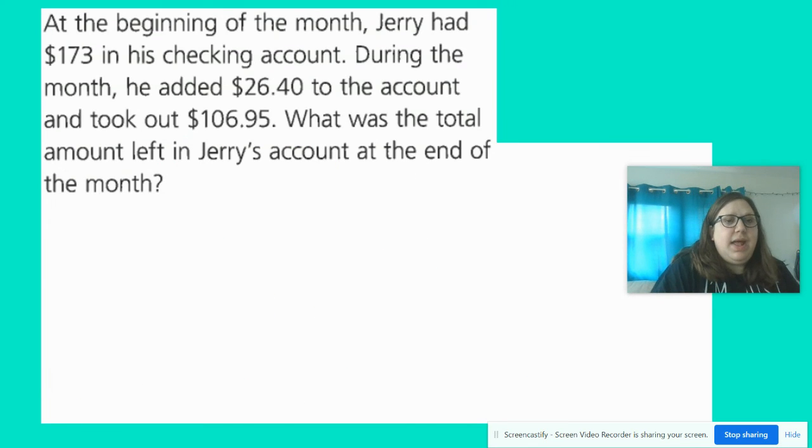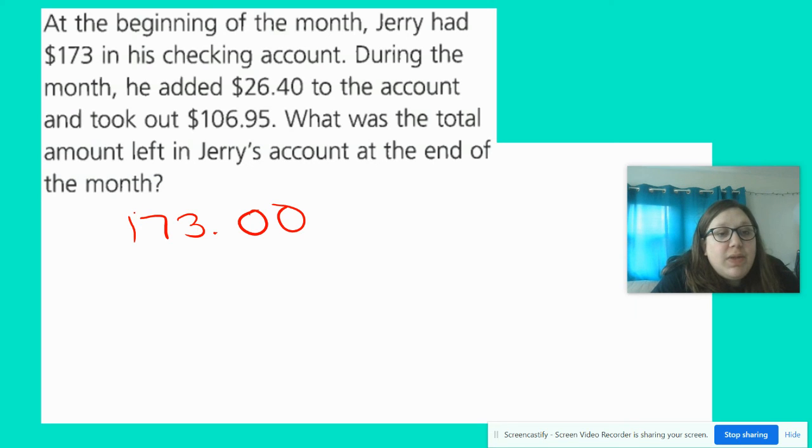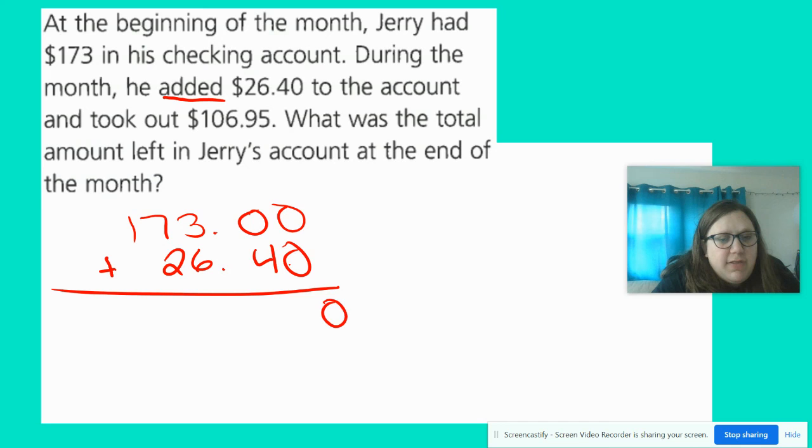All right, last one. At the beginning of the month, Jerry had $173 in his checking account. So I'm just going to start with that. During the month, he added $26.40. And again, that's pretty clear cut. Literally says the word added. So we're going to add that on. Money's easy to deal with because the decimals are already aligned for us. 6 is 9, 7 and 2 is 9, and then 1 and nothing is 1. So when he added that $26.40, he now has $199.40. And then he took out 106.95. Took out is going to mean subtract.